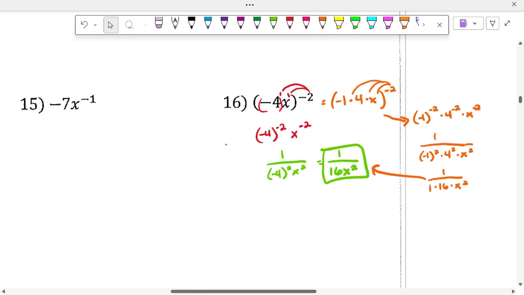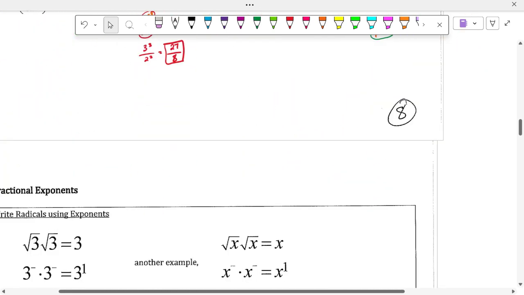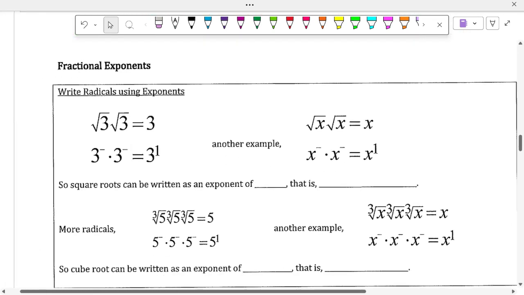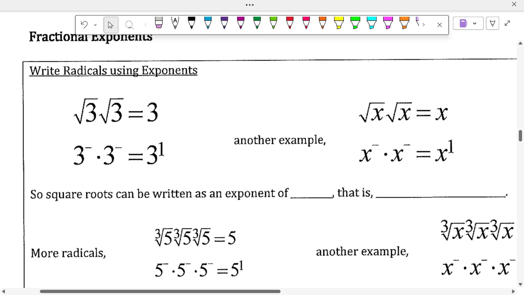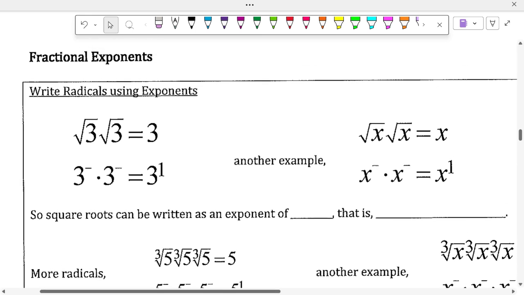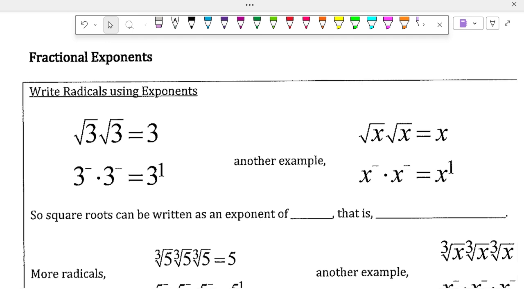Any other questions? All right, now let's look at fractional exponents. So you may remember a little bit of this. I think it's brought up a little bit in Math 1, but it's mostly something new. So we can actually write radicals as exponents. We talked about this when we did rationalizing denominators, but if you multiply a square root by a square root, what do you get?